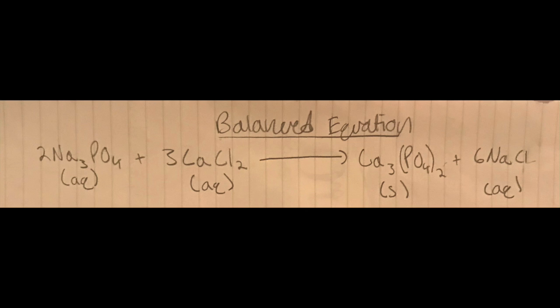These said parts in this equation would be the 2Na3PO4 and the 3CaCl2 and also the 6NaCl. The only part of this equation that is not soluble or aqueous would be the Ca3(PO4)2, which is a solid.